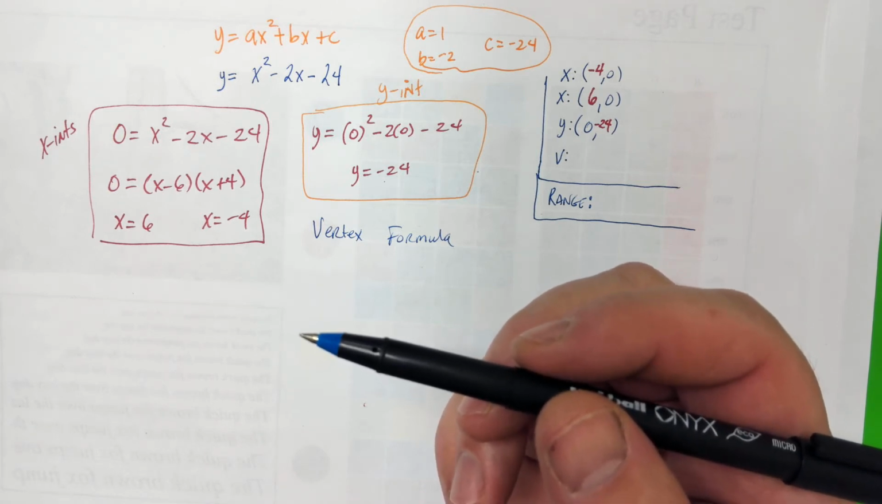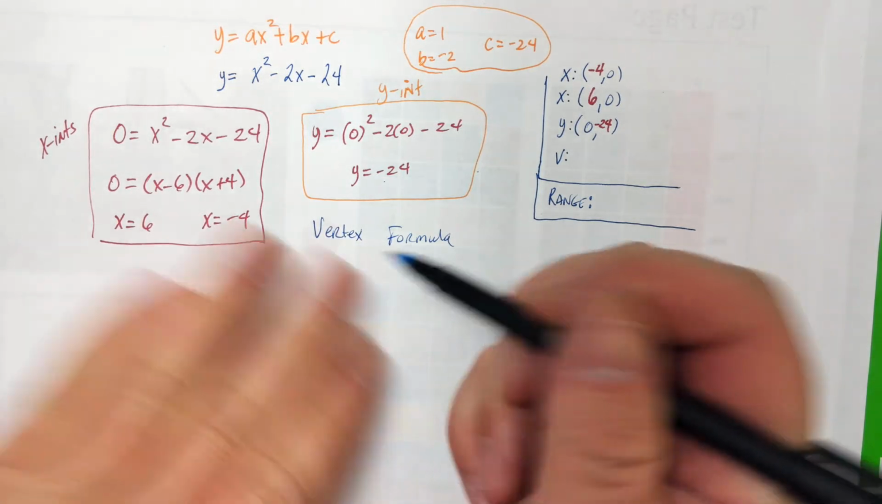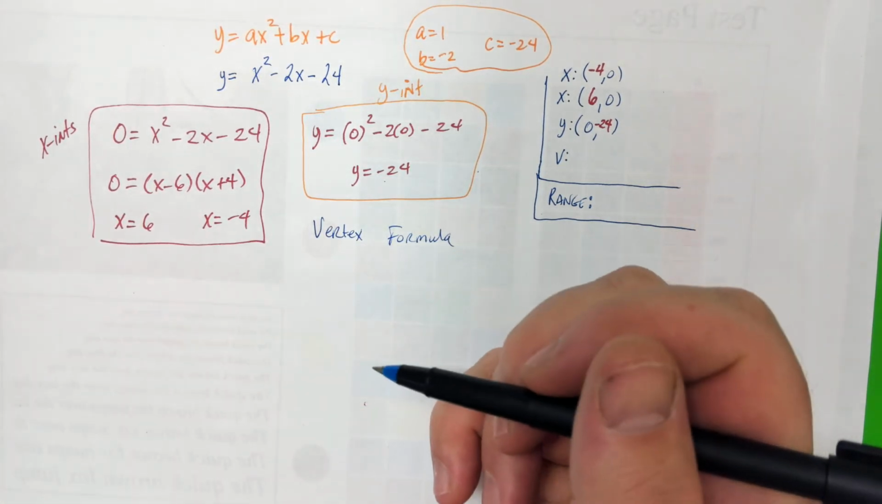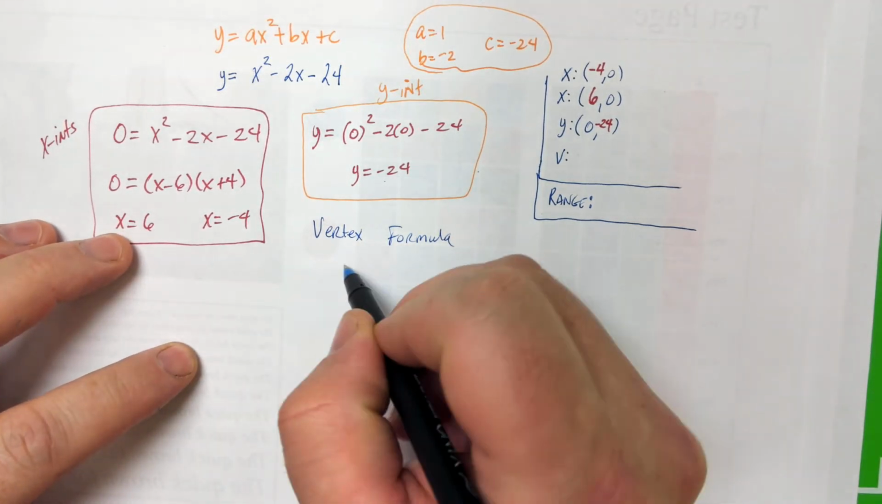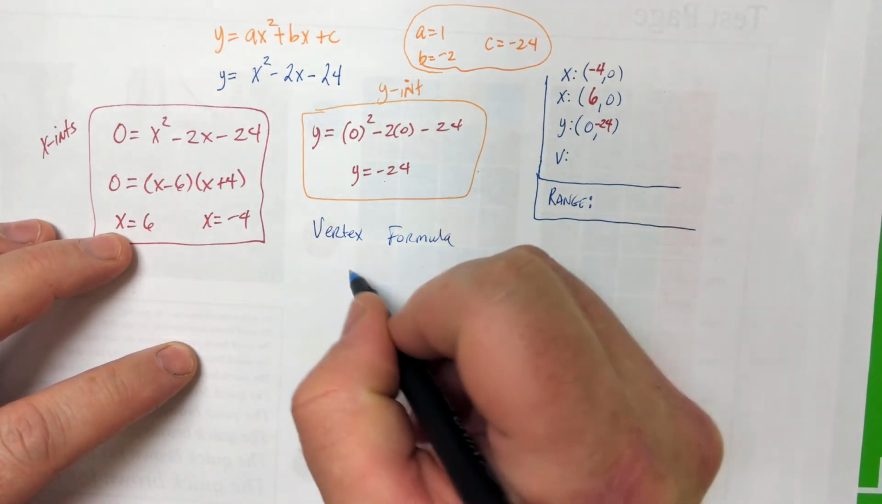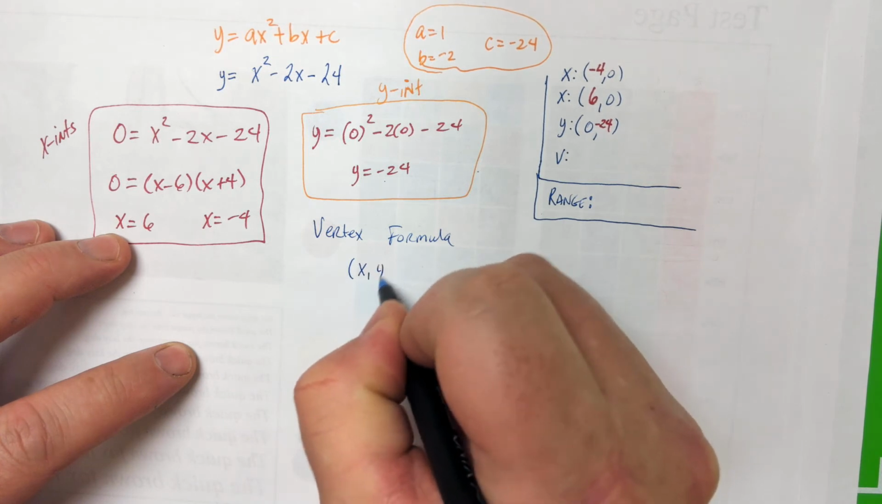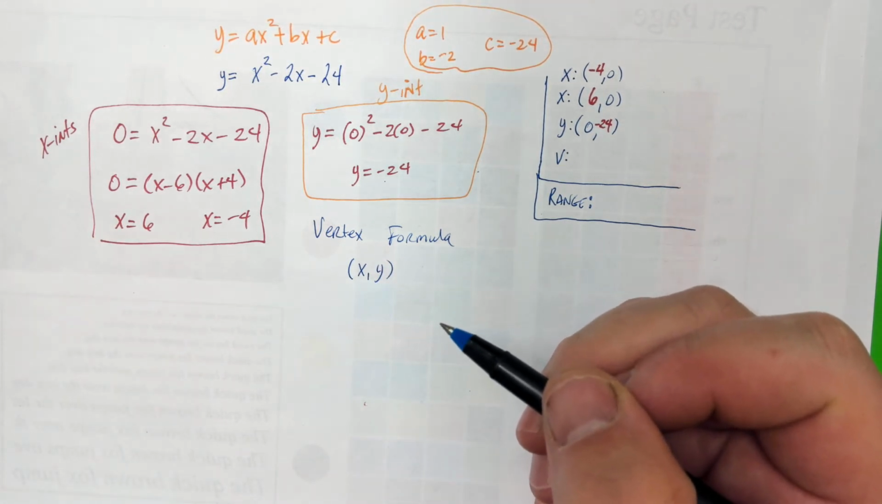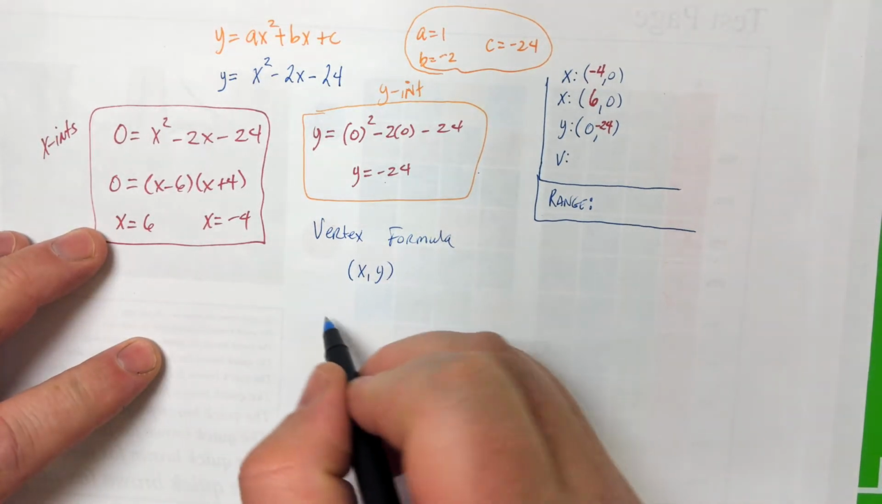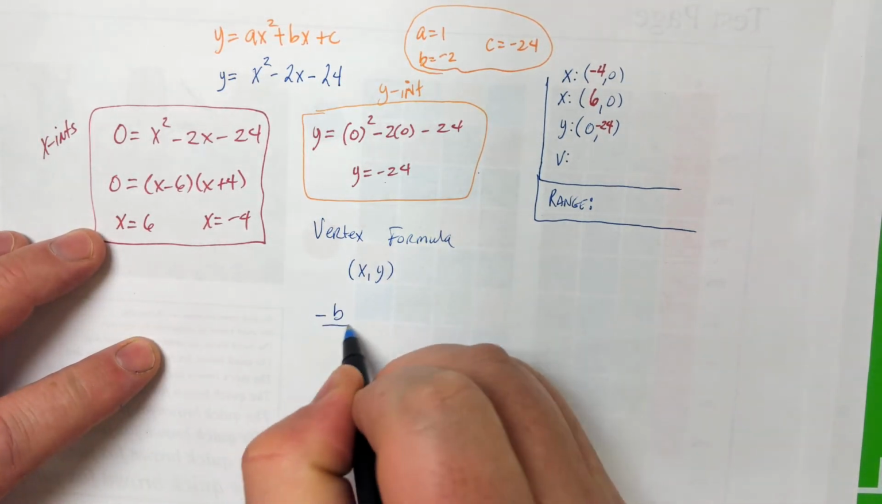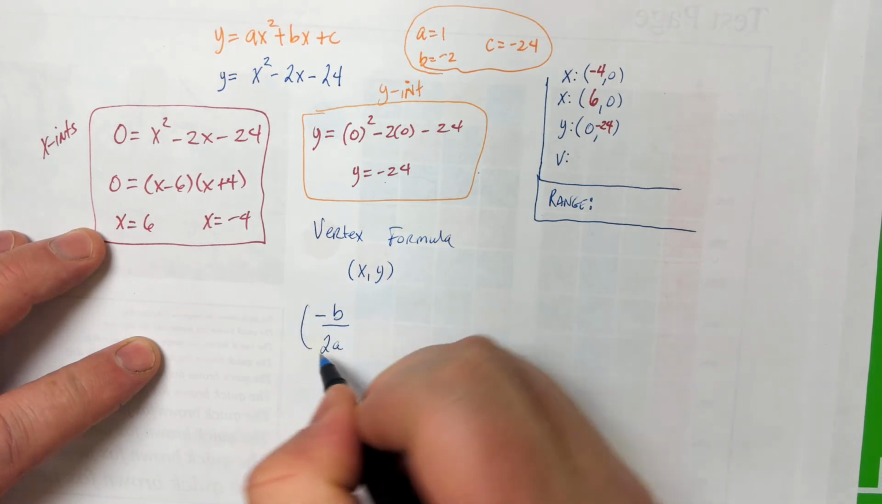Okay. So, are we all on board? Because I'm going to show you a formula, and the formula looks really ugly, but it's easy. So the thing about the formula is the formula gives you a coordinate. It's going to give you an x and a y. So the x is negative b over 2a.